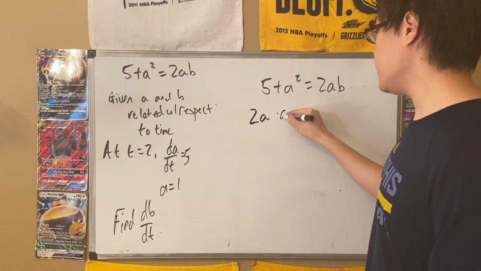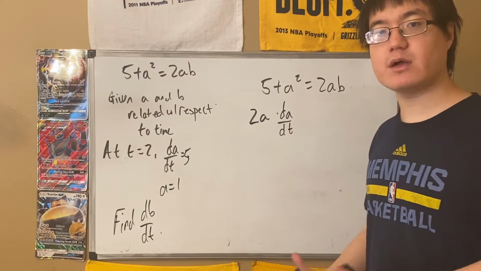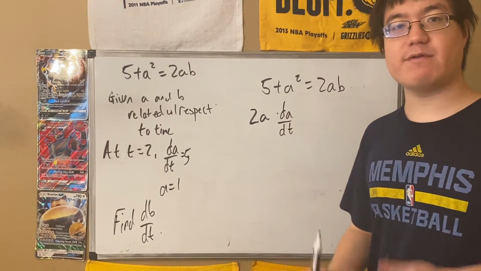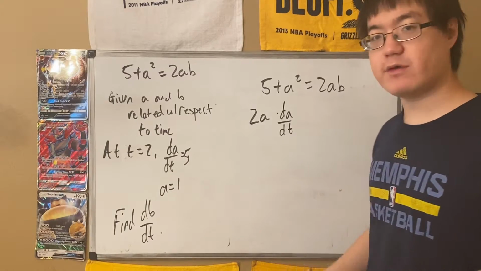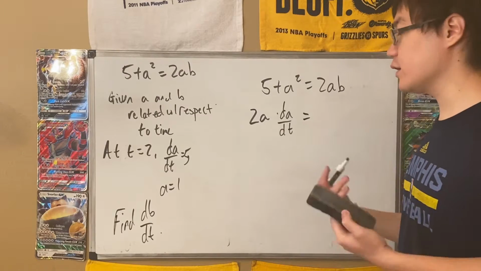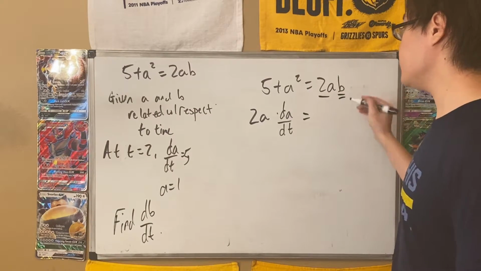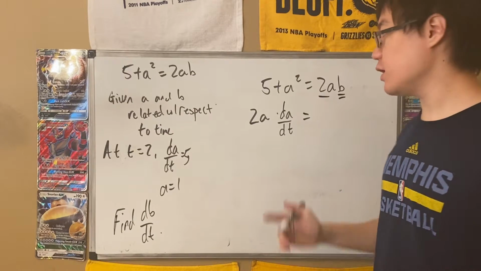We do need to multiply by dA/dt. You're going to get very used to this in related rate questions. Every time you take the derivative of a variable, you have to take the derivative with respect to t. Finally, we're taking the derivative of 2ab. Again, if you need to use the product rule, you need to use the product rule. Just be wary that this 2 should be on both sides of the product rule.